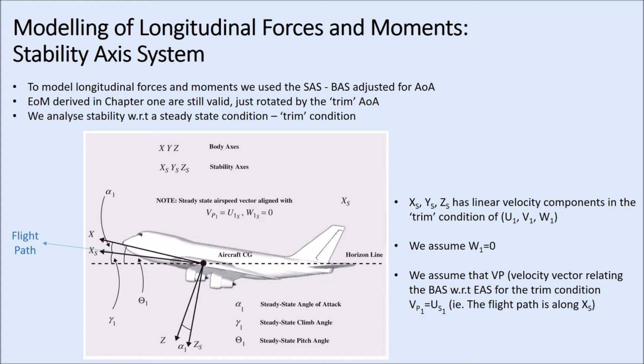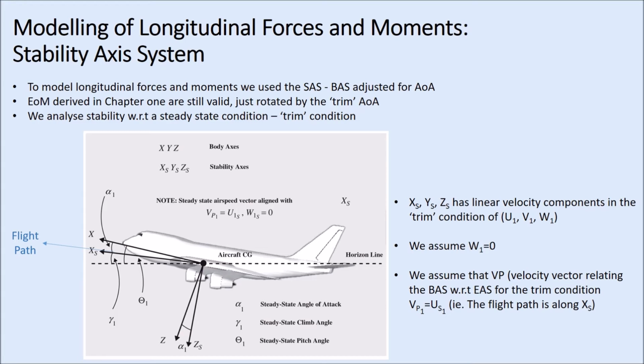So just to recap what they are, alpha 1, which is the trim angle of attack, is the angle between the body axis system x-axis and the flight path. So that's going to become our new stability axis in the x direction, right?